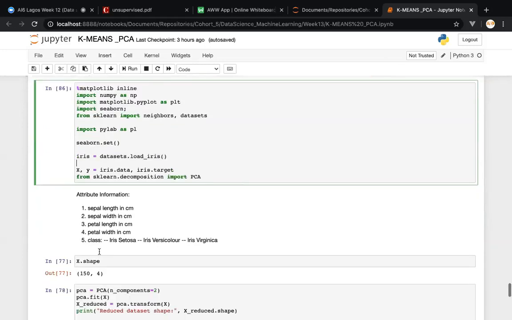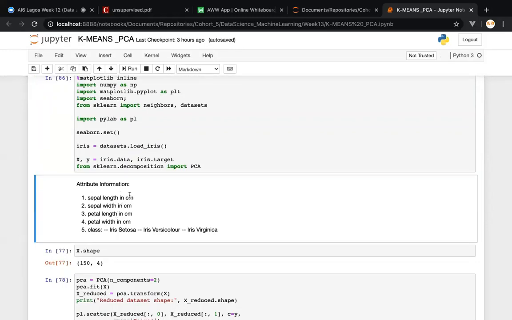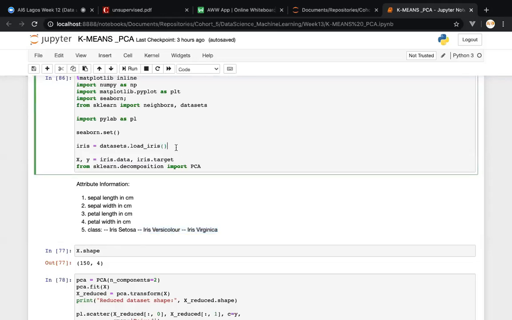Now the iris data has 4 different features. Iris data is the iris flower that you all know. It has the sepal length, the sepal width, the petal length, and the petal width. And based on these features, you can use that data to predict whether it is an iris setosa, iris versicolor, or an iris virginica, right? So these are the different classes. So it's actually a classification problem that you would probably use a supervised learning algorithm to solve. But now we want to use principal component analysis to visualize this data.